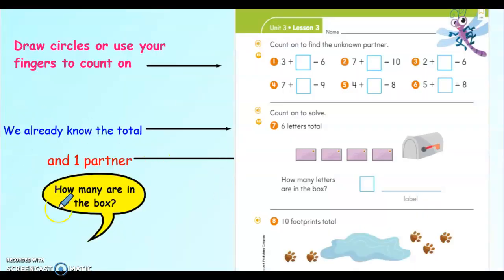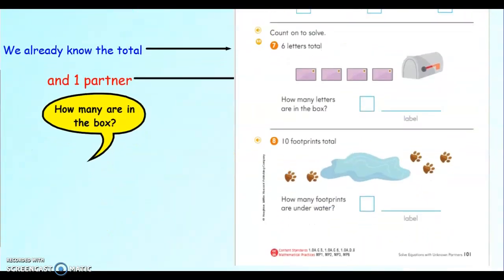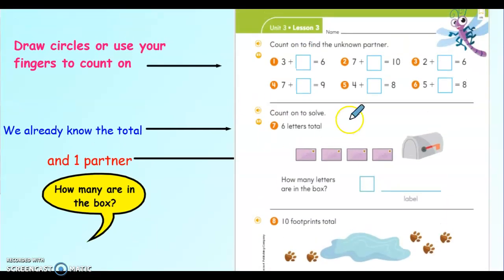All right, let's head to our workbook. It's page 101. So first thing on your paper should be your name, and then the directions say count on to find the unknown partner. So this is very similar to what we just did. Notice here that the total is 6. So if this equation confuses you, you can always write it as a math mountain on the side.